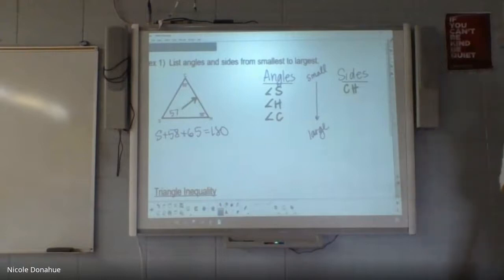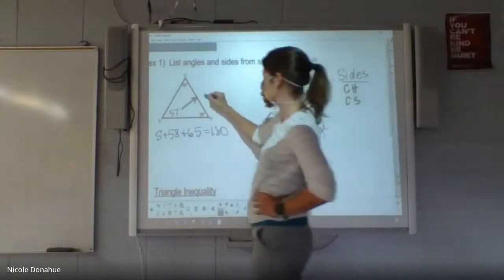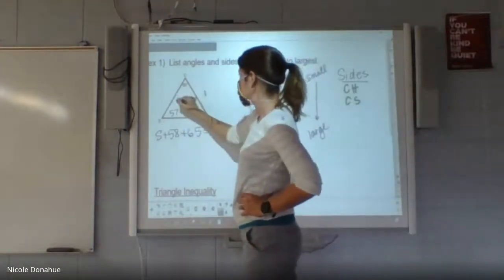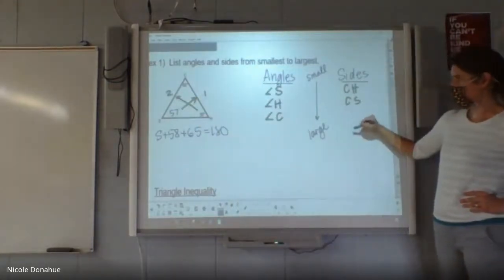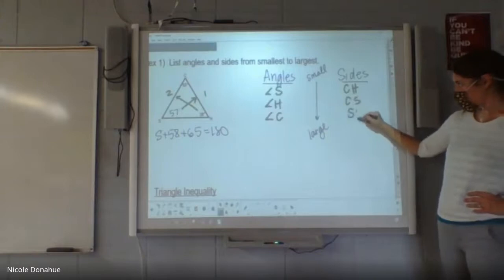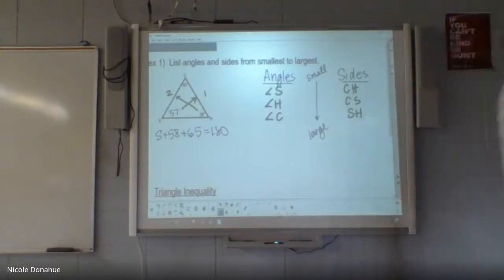What's next? CS, very good. Because it's across from, so this is 1 shortest, 2 middle, 58. And then finally the only one left is SH. So you should be able to order sides and angles based off of what you guys know.